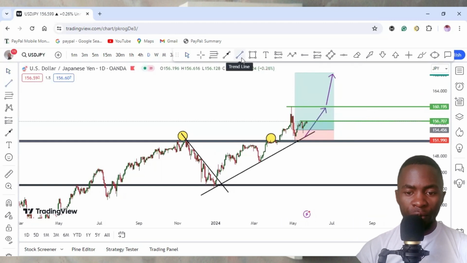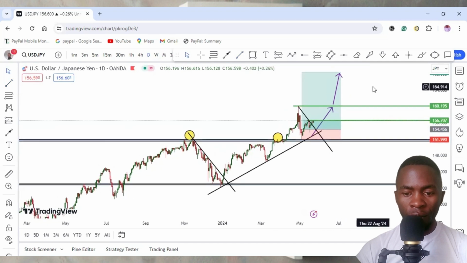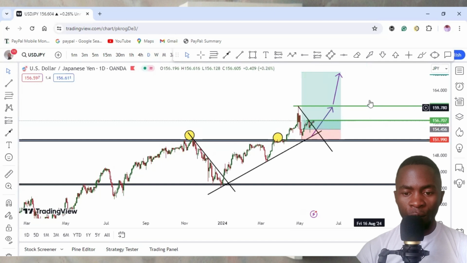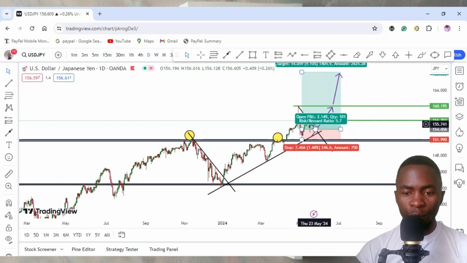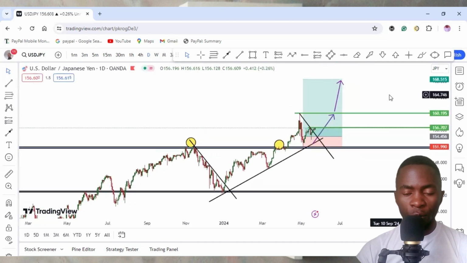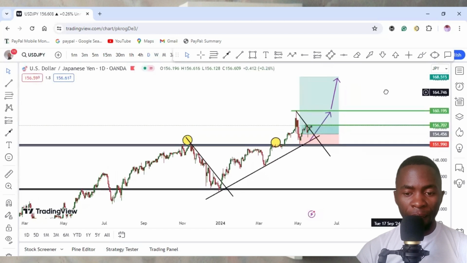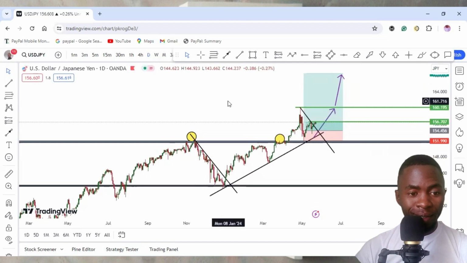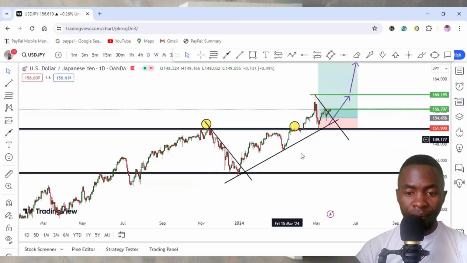But for somebody who also wants to add some more trades on this pair, I think it's also a good place to add some more trades. You can see the market has broken this small counter trend line. You can also add a few trades. So now that's what I'm expecting on this pair. That is USD JPY.